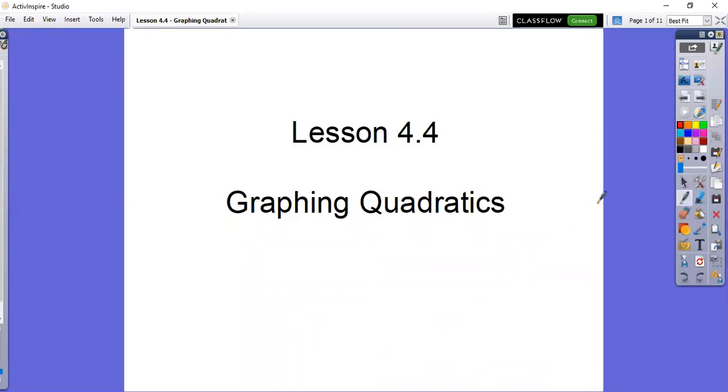Welcome back. This is lesson 4.4 about graphing quadratics. We'll get more in depth with this when we get to lesson 4.5. For today, we're really just going to focus on putting things into vertex form and then a general idea of how vertex form helps us graph quadratics. So let's get cooking with our intro to graphing quadratics.